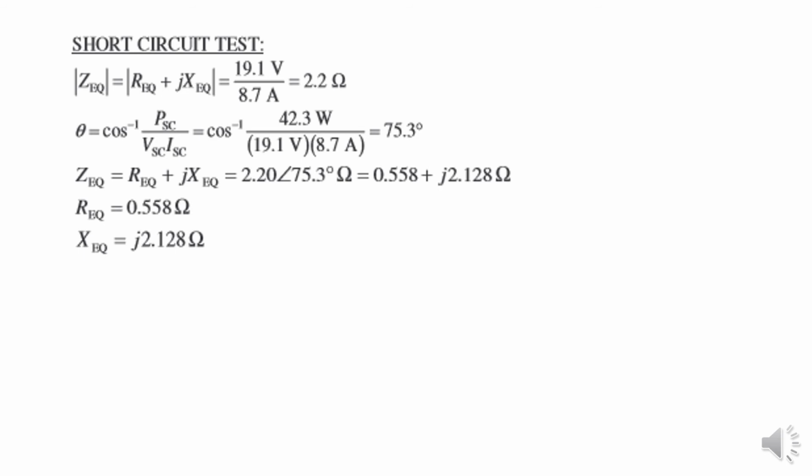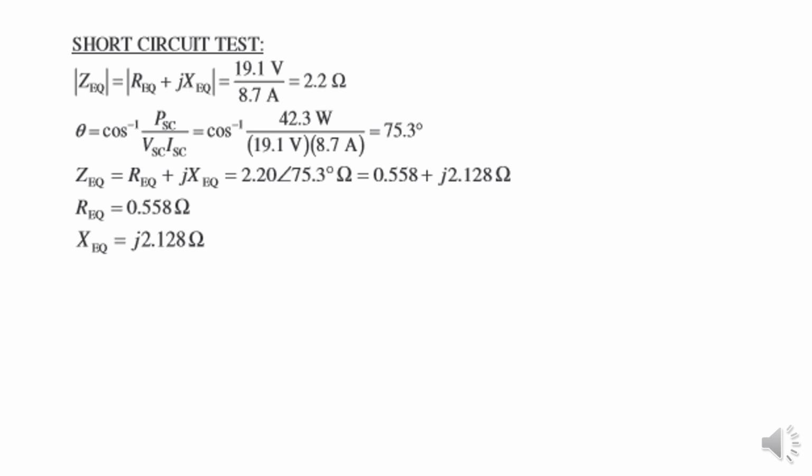So the angle between voltage and current is the same as the angle of the impedance. Again, power P is equal to V into I into cos theta, so cos theta is equal to P divided by V into I. Therefore theta is equal to cos inverse of P over V into I.